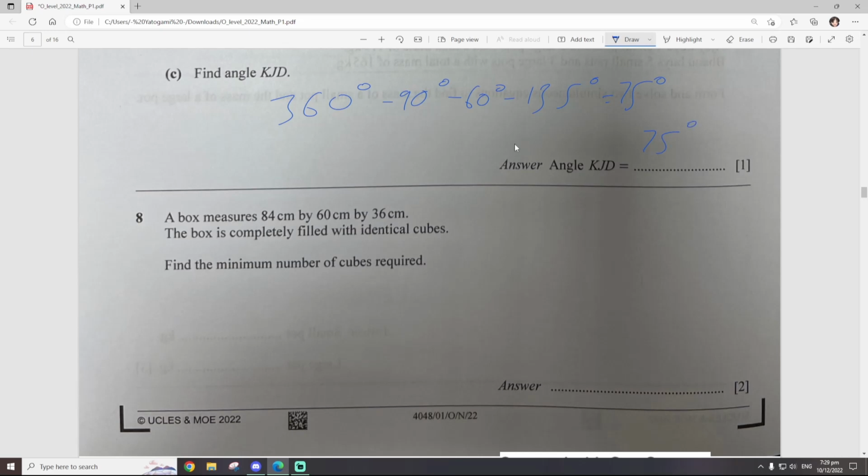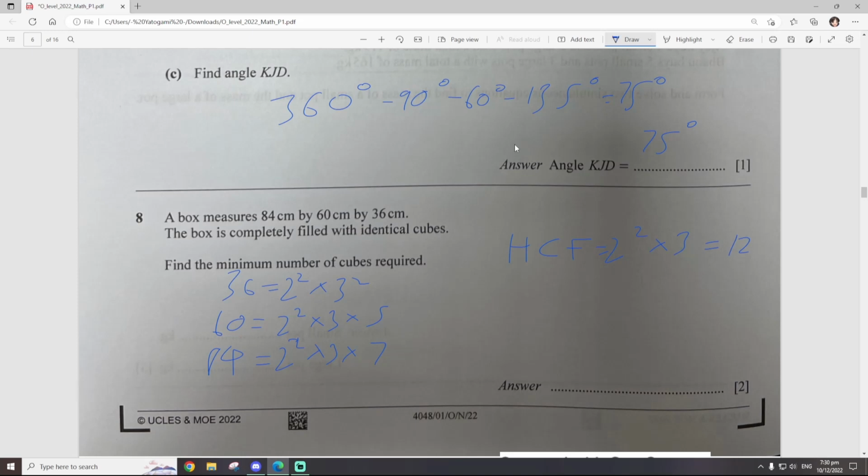Okay, a box measures 84 by 60 by 36. Find the minimum number of identical cubes. So you need to find the highest common factor of these three numbers. Highest common factor, so 36 is 2 squared times 3 squared. 60 is 2 squared times 3 times 5. And 84 is 2 squared times 3 times 7. So HCF is 2 squared times 3 equals to 12, right?